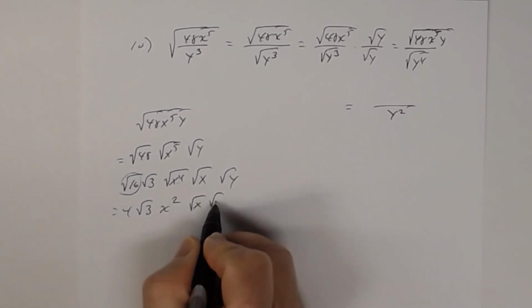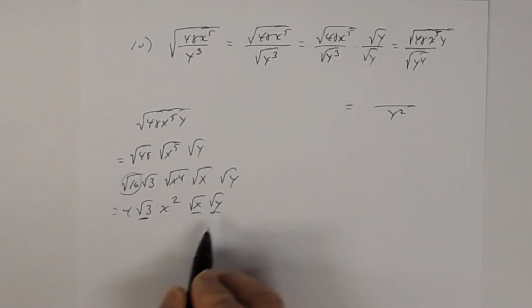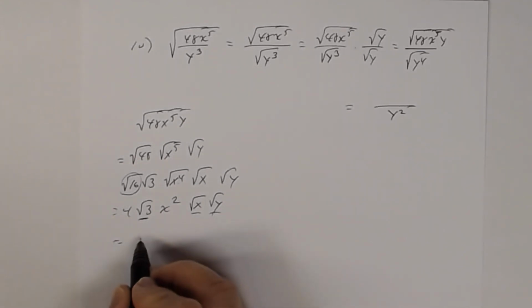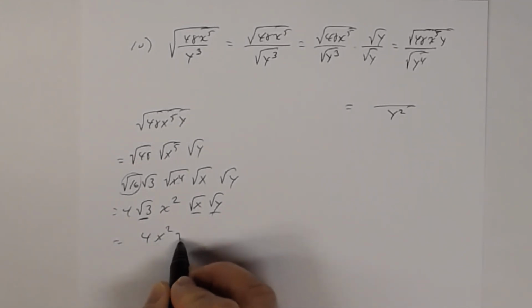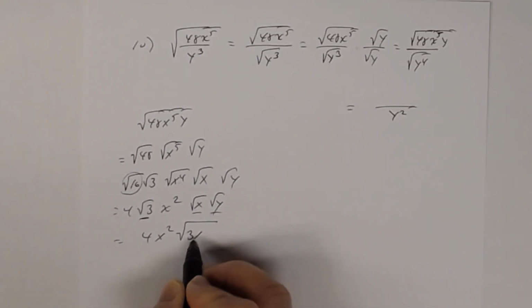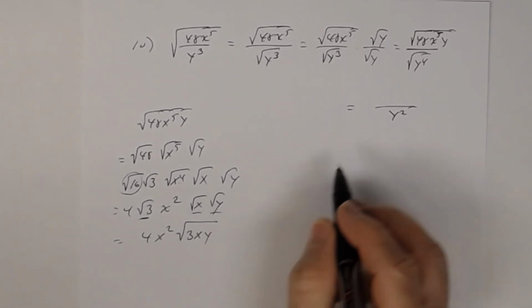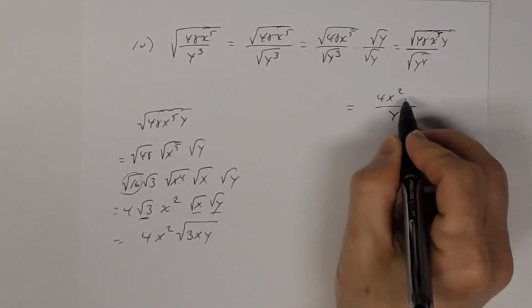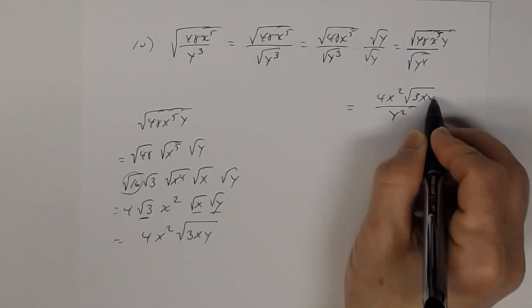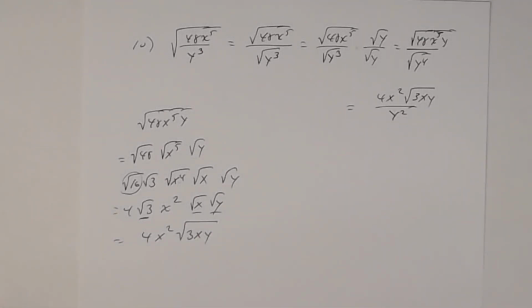Square root of x, square root of y. And then remember, you got to write all these as one square root. So this is 4x squared times the square root of 3xy. So that's your numerator, 4x squared square root of 3xy. Okay? And that's that one approach.